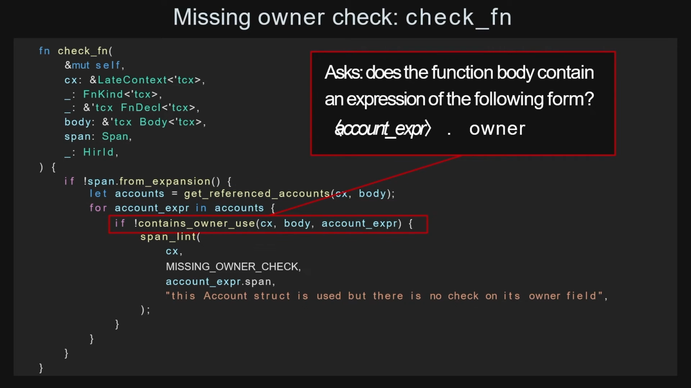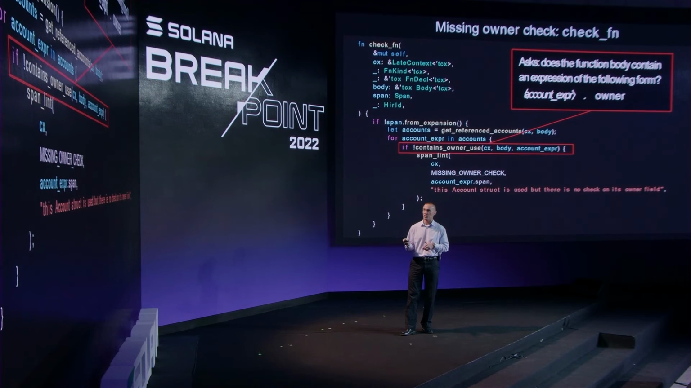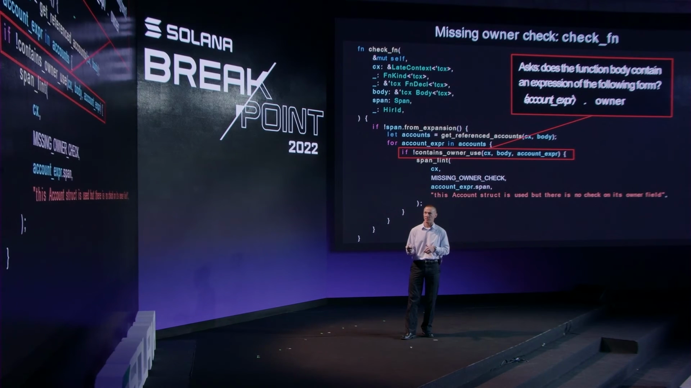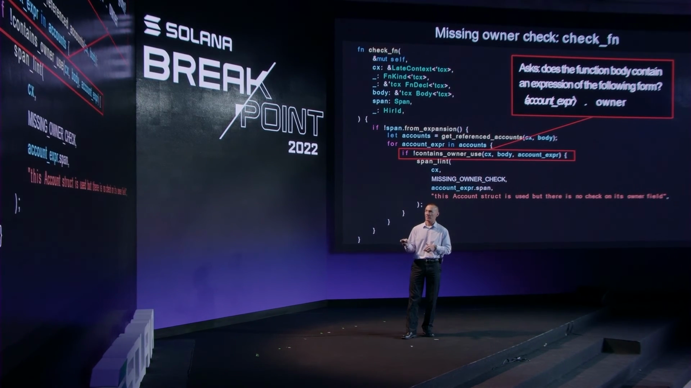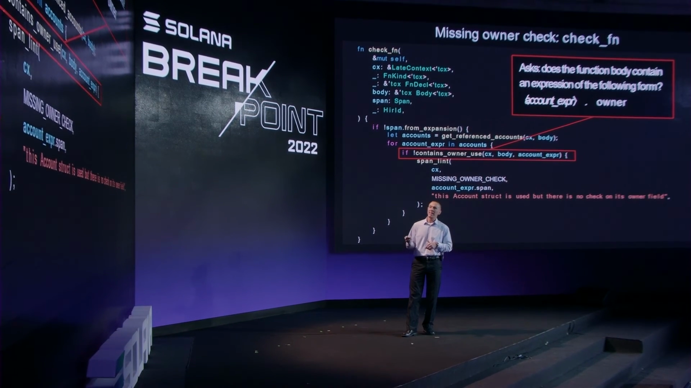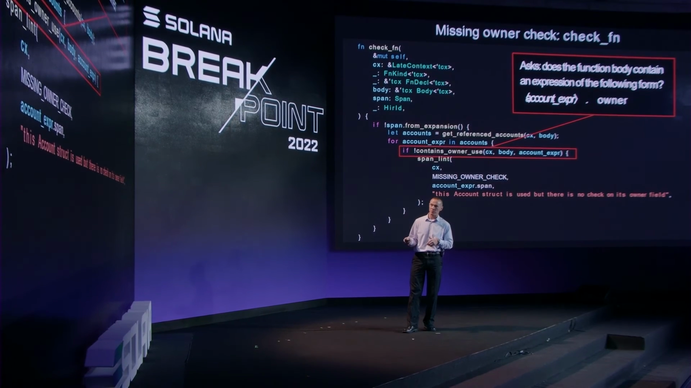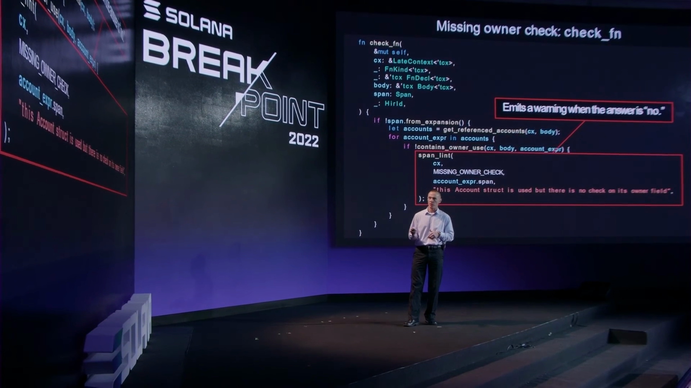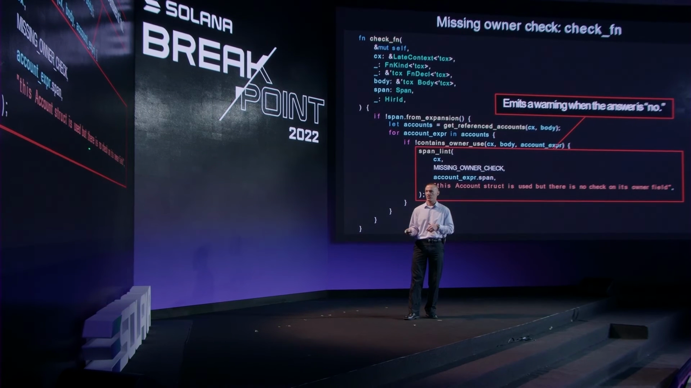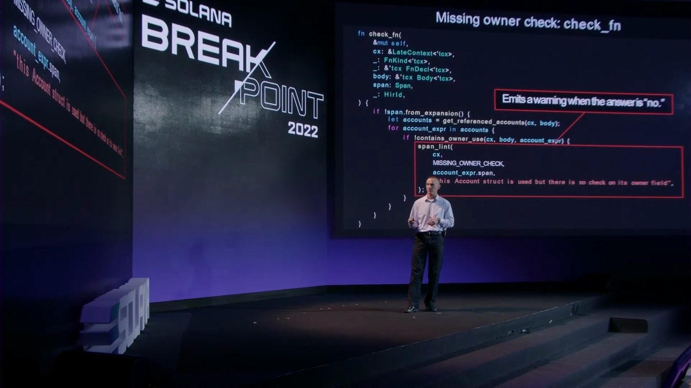Then, for each such expression identified, the function contains owner use is called. What this function does is a second traversal of the function body, and it looks for an expression of the form account expression.owner. So account expression is one of the expressions we just found in get referenced accounts, and this dot and owner are literal. If no such expression can be found, then a warning is issued: this account struct is used, but there is no check of its owner field.